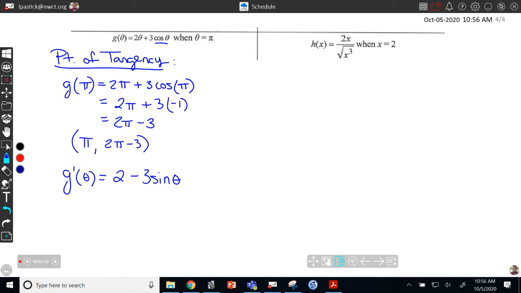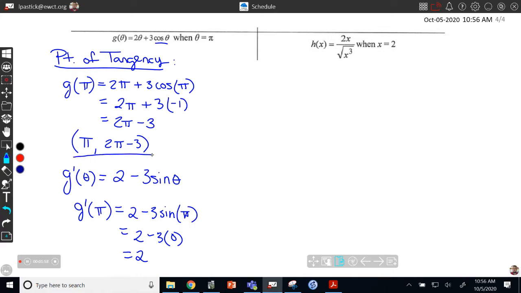So I'm going to do that real quick. In order to do that, you need to remember that the sine of pi is 0. So we basically have 2 minus 3 times 0, which is 2 minus 0, which is 2. So now we've gotten both the point of tangency and the slope of the tangent line. All we have to do now is use point slope form to come up with our tangent line equation.